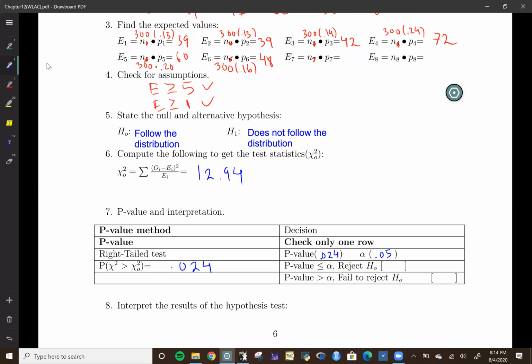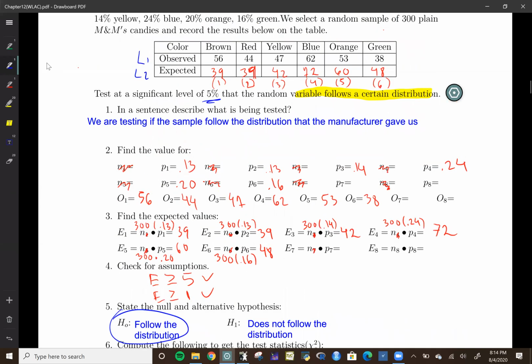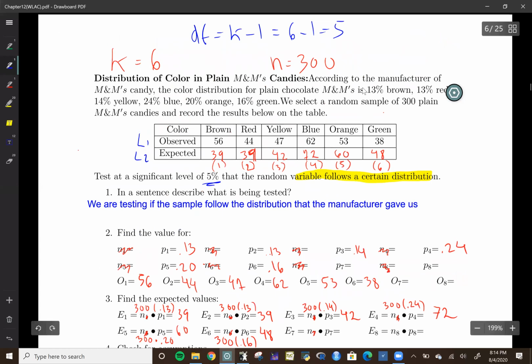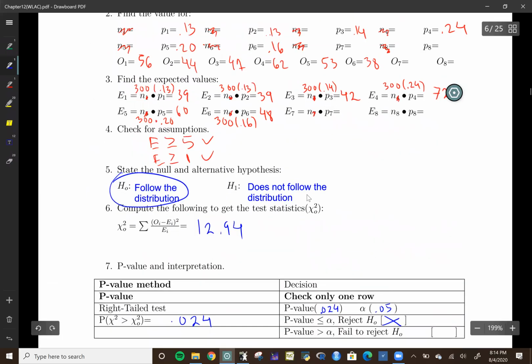Cool. Alpha. So if alpha is bigger, we reject the null hypothesis. So if you look at it, I'm rejecting the fact that I follow the distribution. If we're rejecting the null hypothesis, we're saying it does not follow the distribution. So the percentage that M&M, the manufacturer, gave us, we're saying this is not correct because based off of our sample and our expected value, there's too much of a difference between the two of them. So we're saying the two of them are not pretty much correlating, and that it does not follow the distribution.